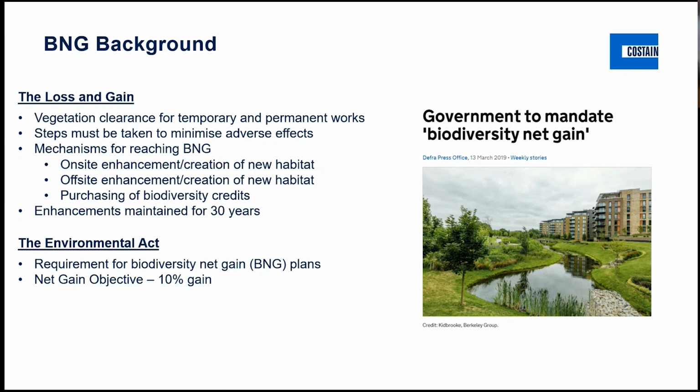So the price of these credits is between 10 and 20,000 per biodiversity unit. So especially for big sites, that can really add up and become a big loss. So there's a lot of kind of costings to consider when looking at how biodiversity net gain is met.